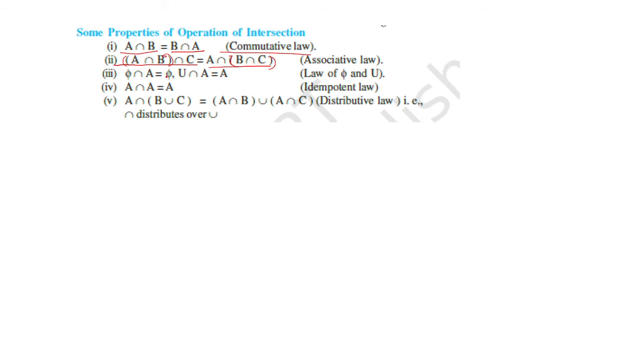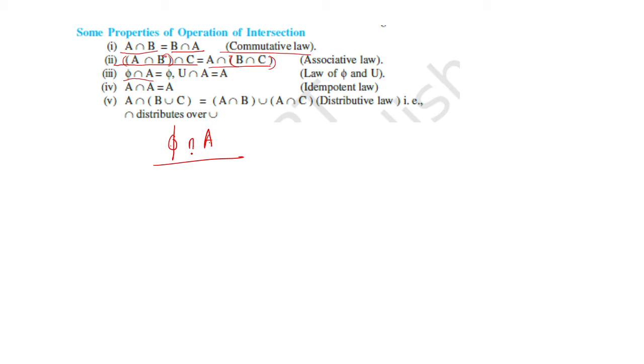Now you have to remember phi intersection A is always phi, because phi means nothing, and in intersection, A means A has some elements. If it is not phi, and you try to find the common elements of phi and the set A, then what is the common? The common is nothing. So the answer is phi.